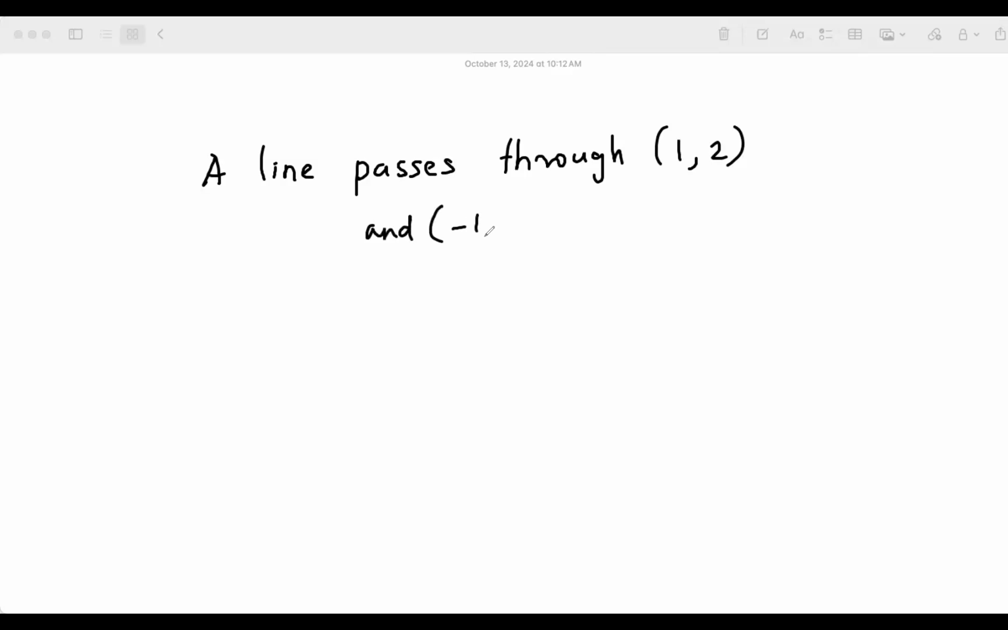Okay, good. Now you are well aware of it. A line passes through 1, 2 and minus 1, minus 5. Write its equation in point slope form. Can we do this?